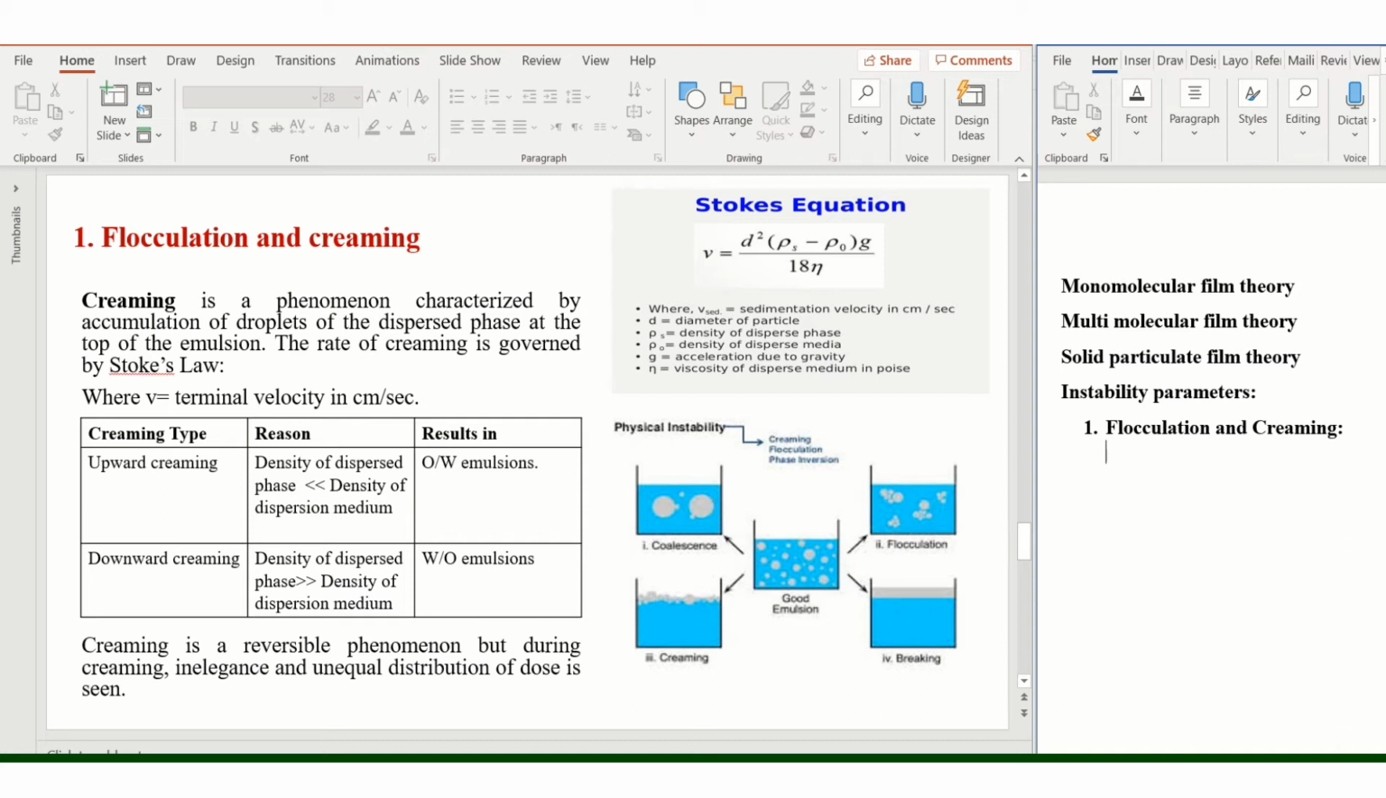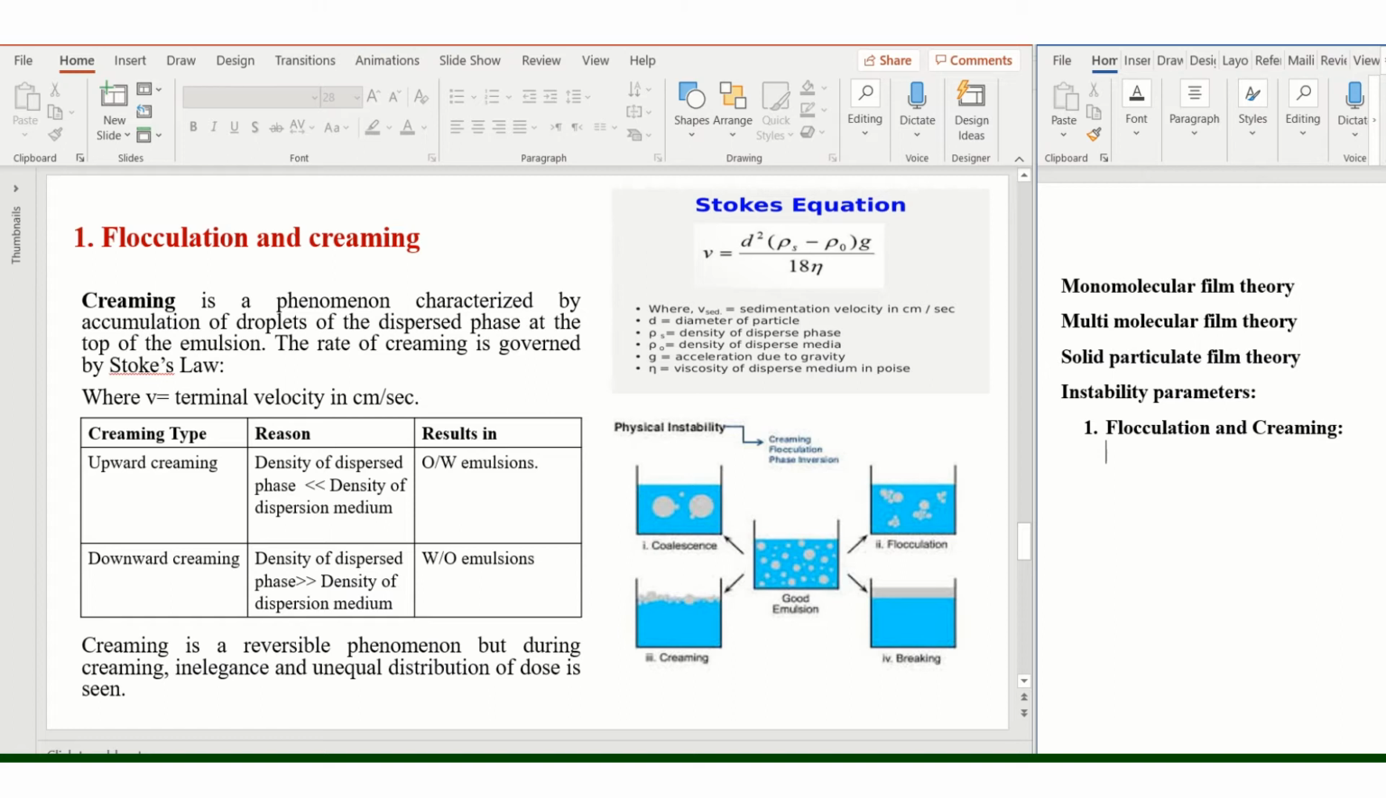Do you always remember? Now we are discussing the creaming and the flocculation. For this, the density differences between the dispersed phase and dispersion media play really a major role. For example, if we consider oil in water type of emulsion, which is much less dense, oil or water? Of course, oil is less dense than water. That's why it floats on the water, right?